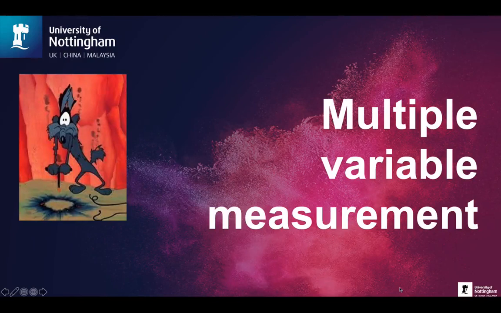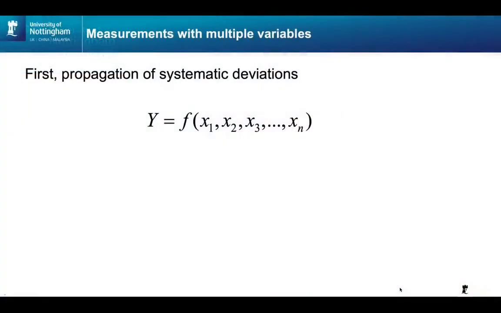Right, so multiple variable measurement. By that we would mean, and the example I'm going to give you is that we might be measuring density, and to do that we have to measure the mass and displacement, or mass and volume. And so that's what we class as a multivariable measurement. So how do we deal with that?